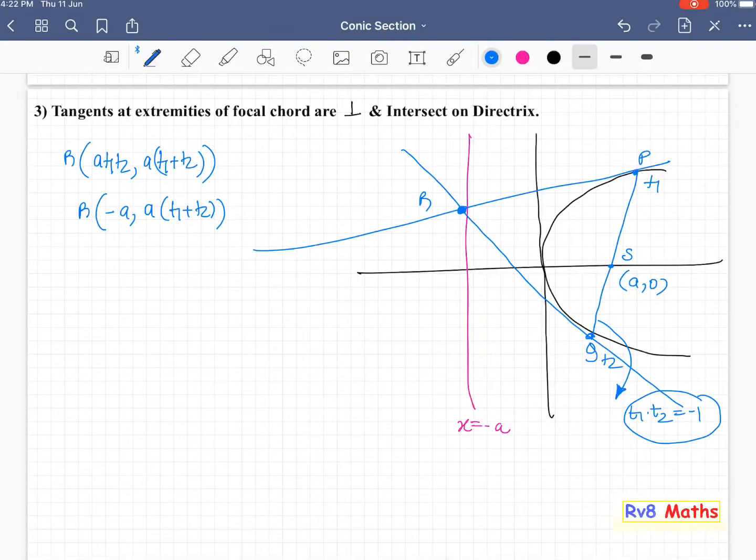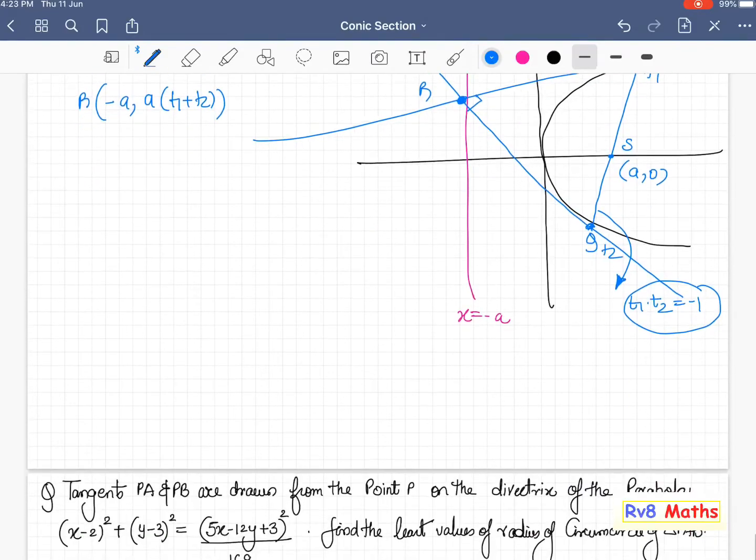So R is definitely going to lie on the directrix. So this property is proven. Tangents at the extremities of a focal chord are perpendicular, and the locus of the point of intersection of perpendicular tangents is the directrix. We have proven this before. This tangents' point of intersection, drawn at the endpoints of the focal chord, is also lying on the directrix. So this is proven. This is the third property.